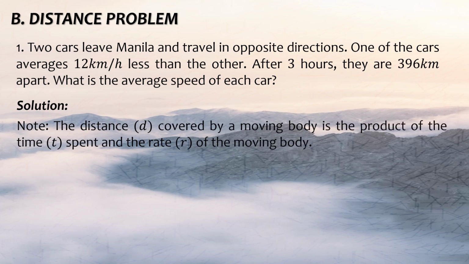Let us note that the distance, or letter D, covered by a moving body is the product of the time spent and the rate of the moving car. So, kapag sinabing distance, we have the given formula, D equals r times t. So, imumultiply natin yung rate sa time for us to find the distance.